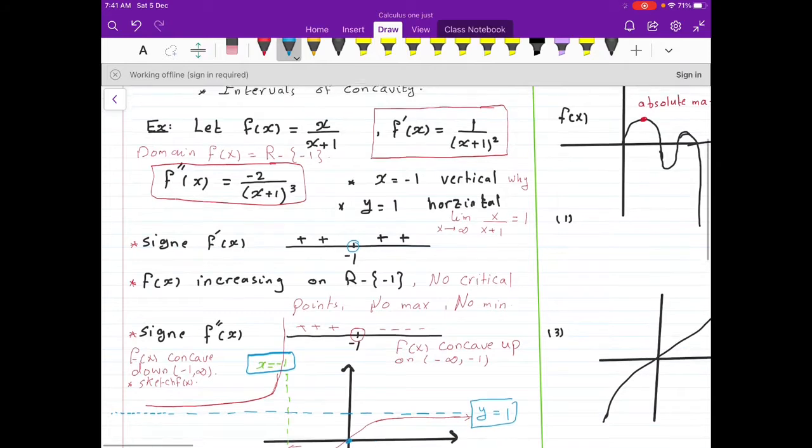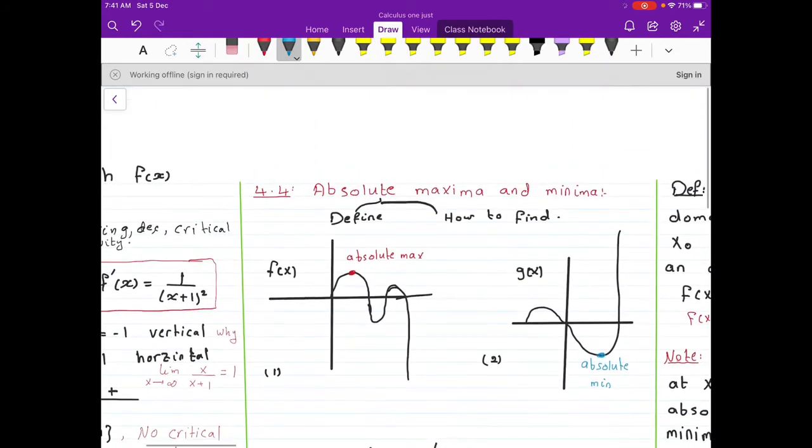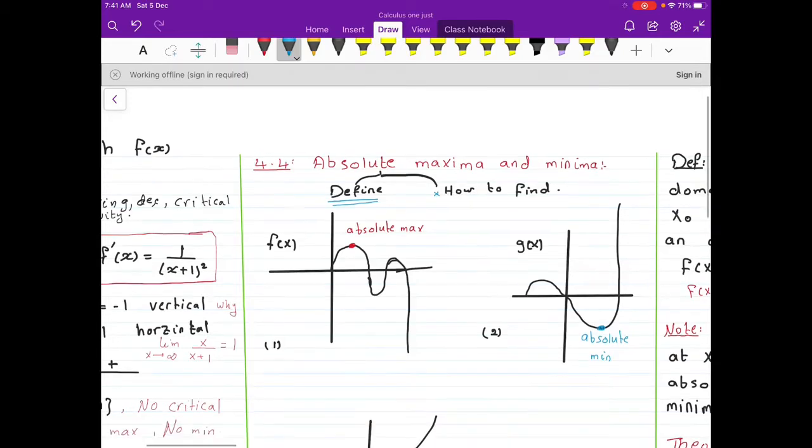Okay. Now we will start: what do we mean by absolute maxima and minima? Before, we studied the relative maximum and relative minimum for the function. Now, our aim in this lecture is to define what we mean by absolute maximum and minimum. والسؤال الثاني, how to find the absolute maximum and minimum for a function of x.